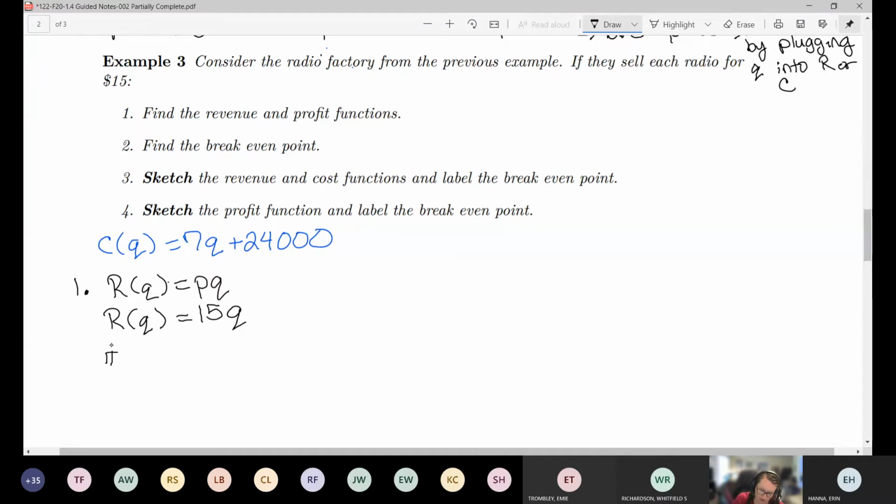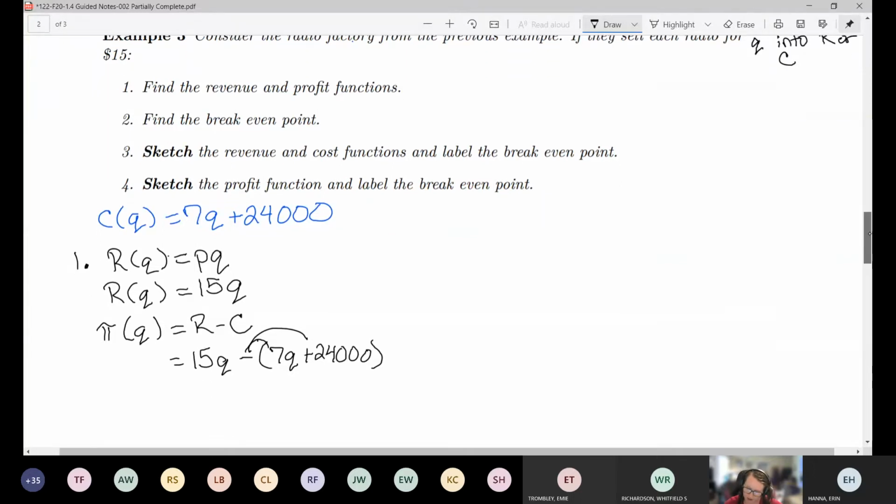And then our profit, so since we did go over this the other day, I'm going through it slightly fast, but of course, please stop me if you have a question. So profit is revenue minus cost. So our revenue function is 15Q. Our cost function is 7Q plus 24,000. Always put the cost in parentheses because you need to remember to distribute this negative when you simplify.